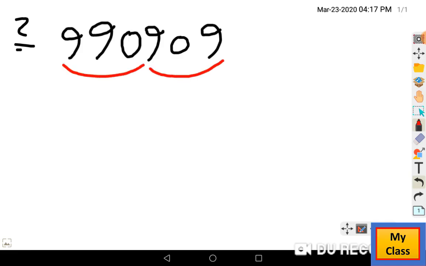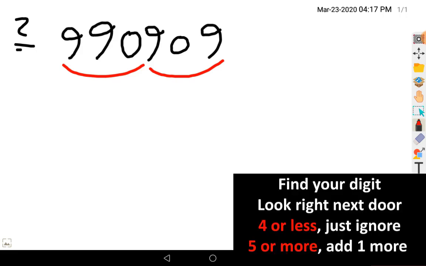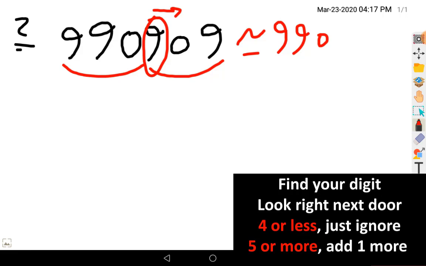990,909. Approximate to the nearest 100. I'll find my digit, hundreds, and look right. It's 0, so it stays as it is. I'll ignore the 9 and look at this one. I'll ignore it, so it's 9 but 0 0. Okay, so I don't need to change anything, just ignore.